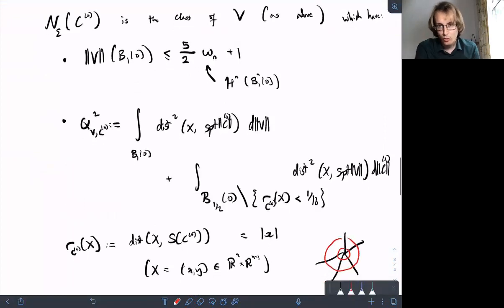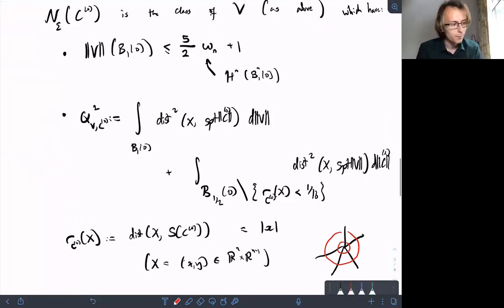Yes, this is a suitable class of V that we can work with, which gives a good notion of V which are close to C. And indeed, you can prove the result that for epsilon sufficiently small, if you're in this N epsilon of C, then you are actually close as varifolds to C. And that's a lemma in the paper as well.